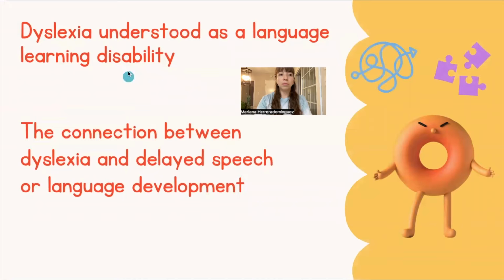So as I mentioned before, dyslexia must be understood as a language learning disability. And there's a connection between dyslexia and delayed speech or language development. Again, this goes case by case, but when this happens, it's because we understand dyslexia as a language learning disability, and that's why there's a connection between these two.